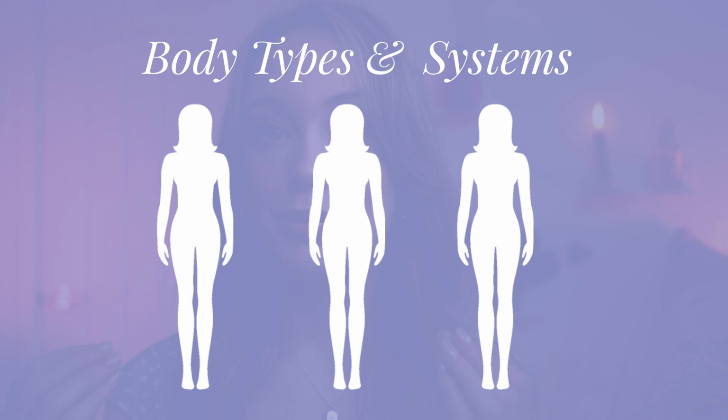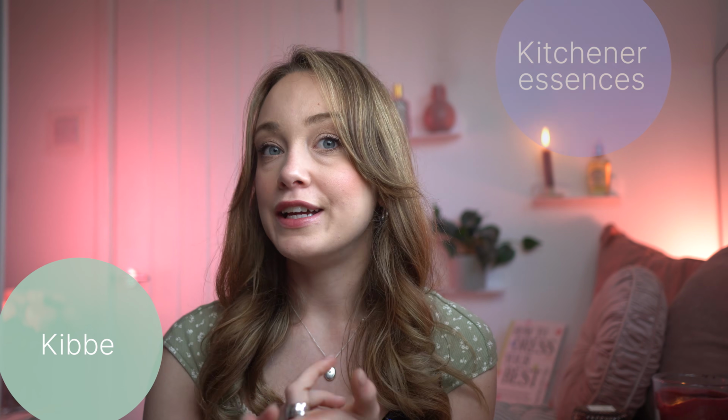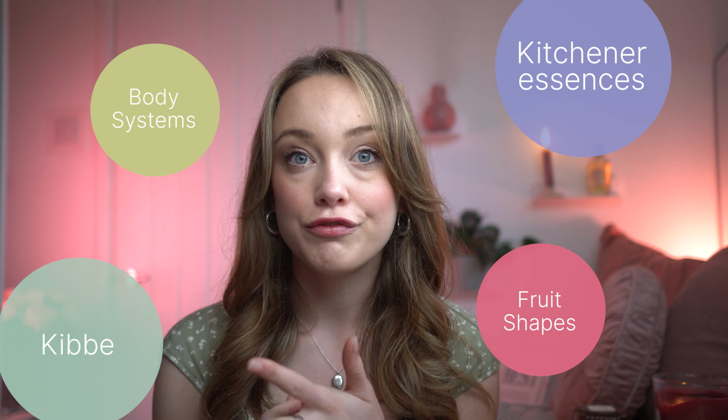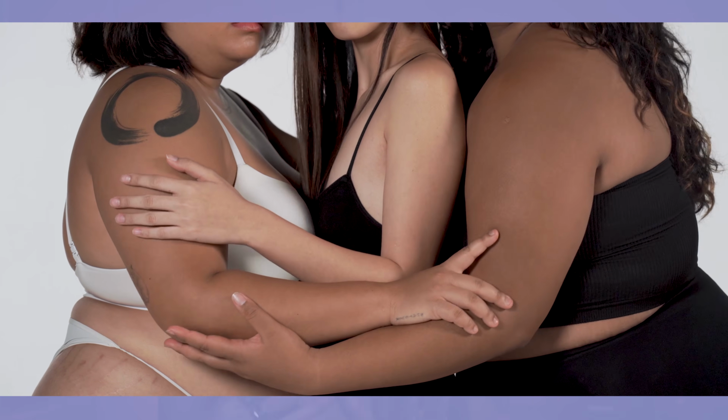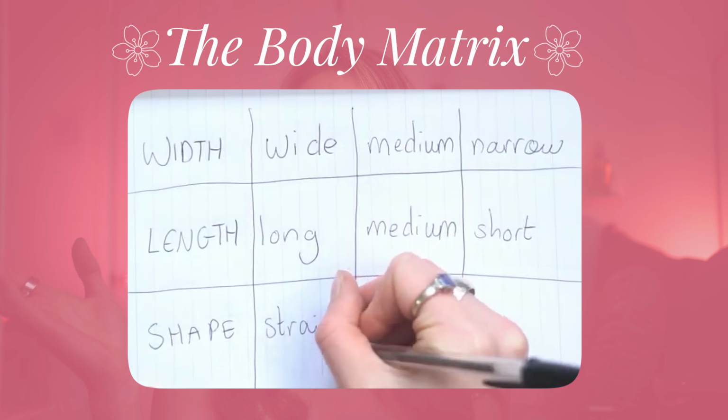The more I learned about body types and different body shape systems, the more confusing I found them. After working with various systems for years, including Kibbe, Kitchener Essences, even things like the fruit shapes, I found none of them accommodated for all the different body types I would see when women sent in their photos. And over time, this resulted in my system, which is called the body matrix.